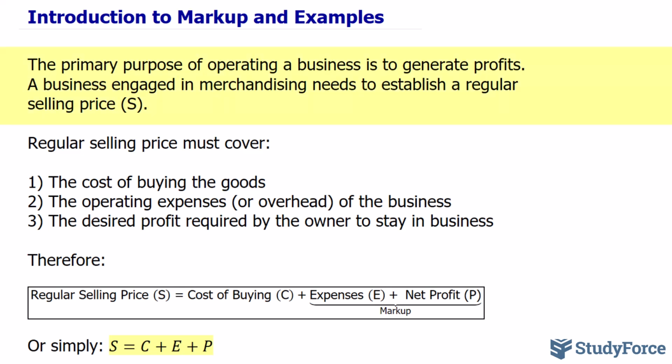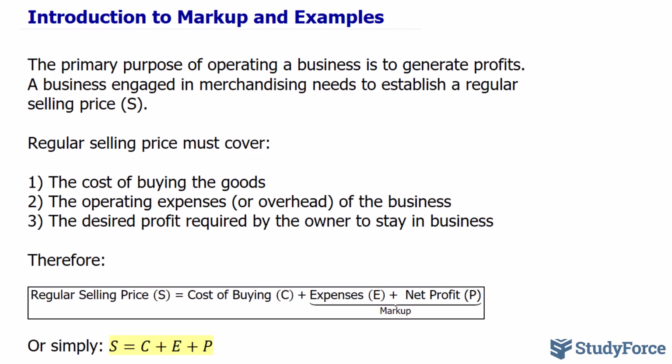The primary purpose of operating a business is to generate profits. A business engaged in merchandising needs to establish a regular selling price, which we denote as the letter S. The regular selling price must cover the cost of buying the goods, the operating expenses or overhead of the business, and finally the desired profit required by the owner to stay in business.